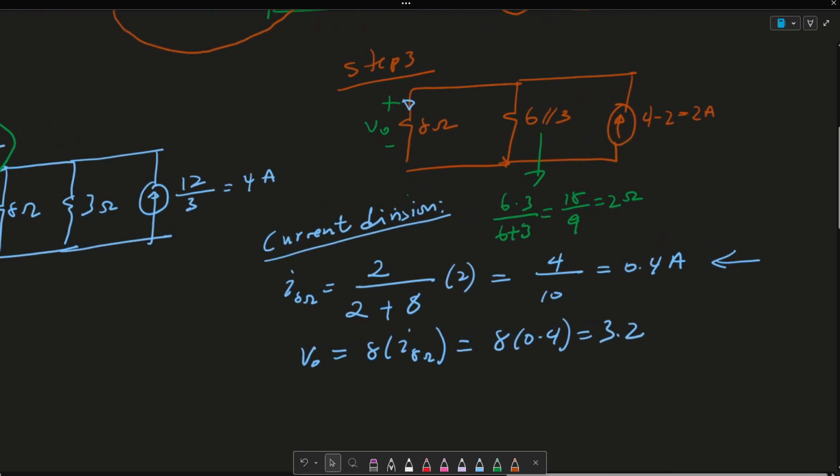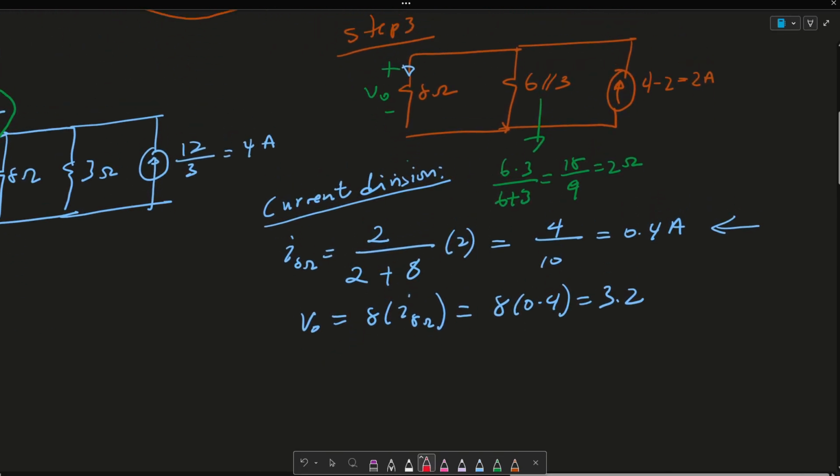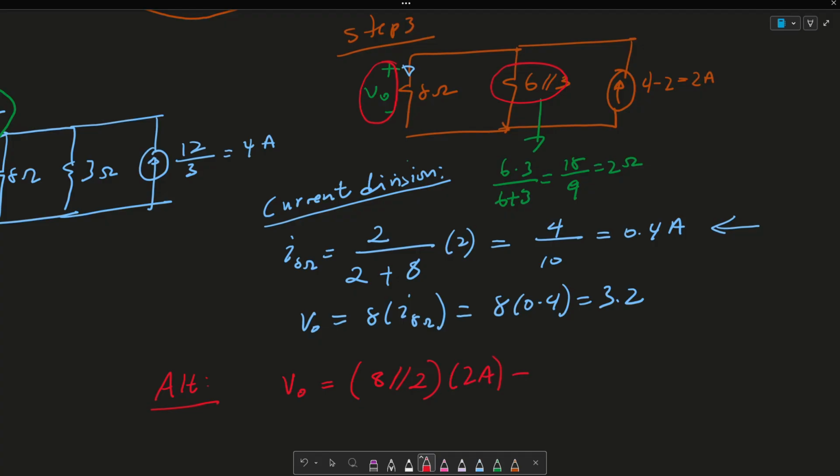Another alternate method, as you can see here, is that the voltage drop VO through here is the same as the voltage drop through here. So what we can do is say that VO is actually equal to 8 ohms in parallel with 2 ohms times my 2 amp source. So this is going to be 8 times 2 over 8 plus 2 times 2, which equals 32 over 10, or 3.2. So that's another method of doing this without doing current division, right?